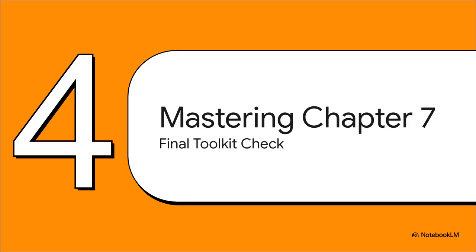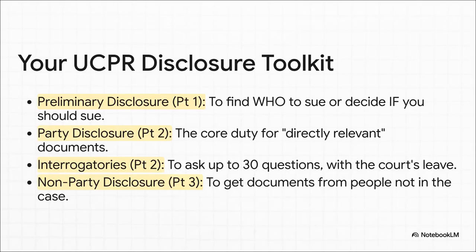So there we have it. We've basically unpacked the entire toolbox. Before we wrap this up, let's do one final check of the key instruments we've talked about in Chapter 7. Think of this as your high-level summary, just to help lock this whole framework in your mind before the exam. So here it is, your complete UCPR disclosure toolkit on one slide. You've got preliminary disclosure in Part 1 for that pre-litigation intelligence. Then you have the absolute workhorse, disclosure between parties in Part 2, all governed by that crucial, directly relevant test from Rule 211. Also in Part 2, you have the precision tool of interrogatories. And finally, non-party disclosure in Part 3 for getting what you need from outsiders.